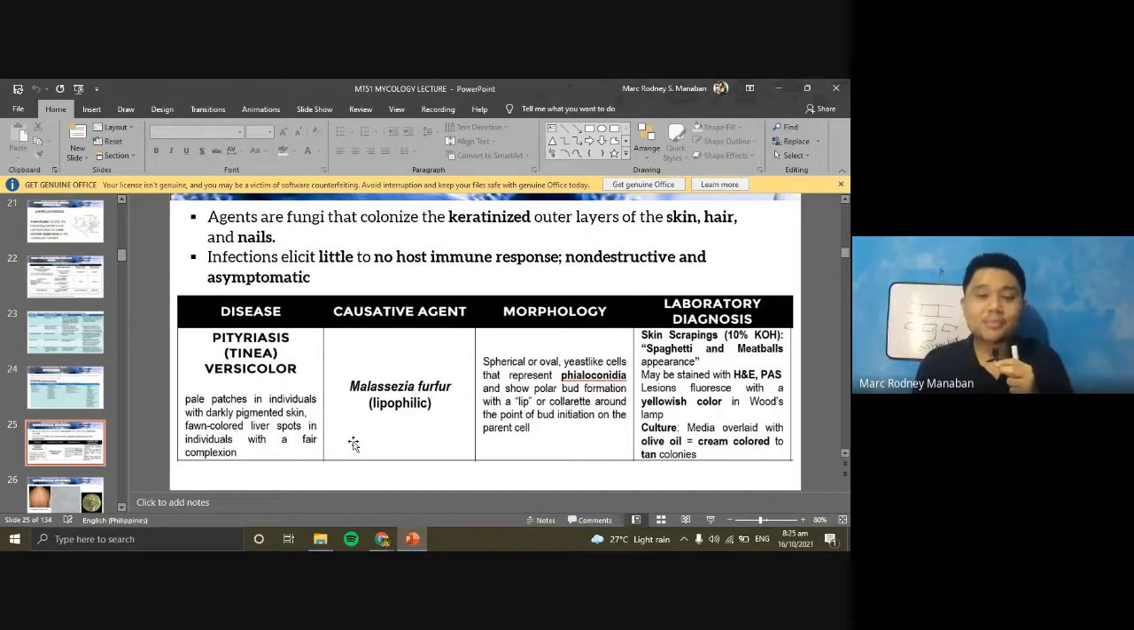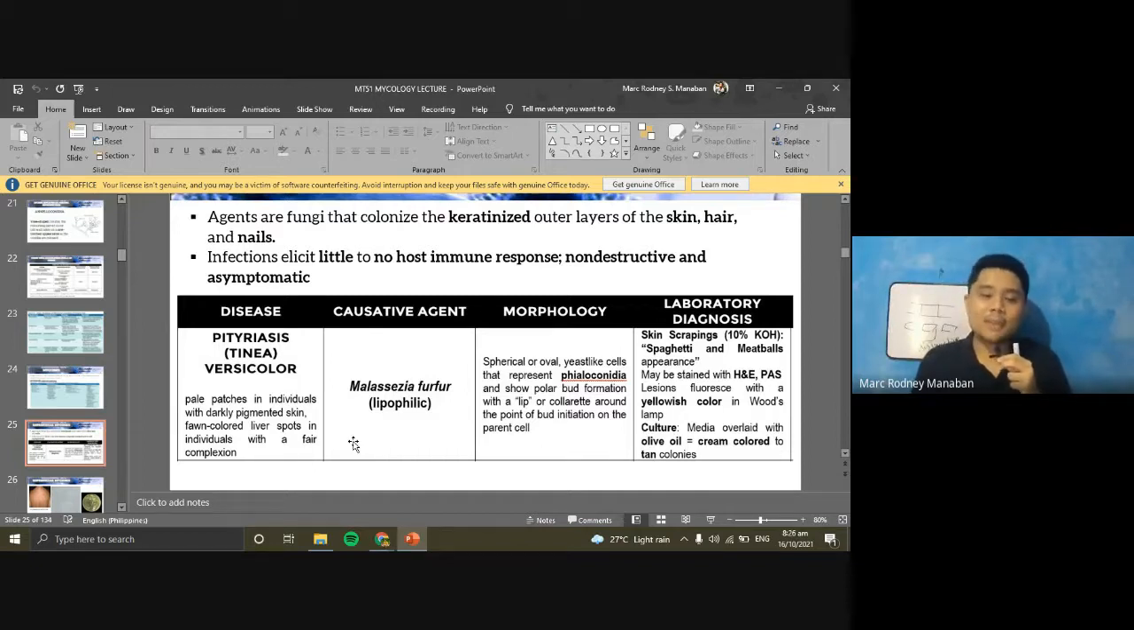It's Malassezia furfur. So for laboratory procedures, the idea in mycology, it's in the last part of the lecture. So again, skin scrapings, 10% KOH. Alright, spaghetti and meatballs appearance. It can be stained with your hematoxylin eosin and PAS, periodic acid Schiff. Lesions may fluoresce yellowish color in Wood's lamp. And if you want to culture it, your culture media should be overlaid with olive oil. So meaning, you put oil, olive oil on your culture media for it to grow. And the colonies will be cream colored to tan. So again, Malassezia furfur, lipophilic.